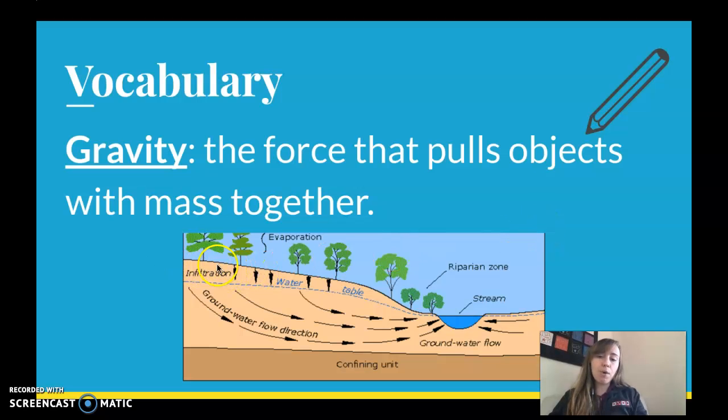So thinking about the water cycle and gravity, there are a lot of places that gravity has a role in the water cycle. The rain that falls is falling because of gravity. Infiltration is happening because gravity is pulling the water closer to the center of Earth. All of this flowing downhill, that's all because of gravity.